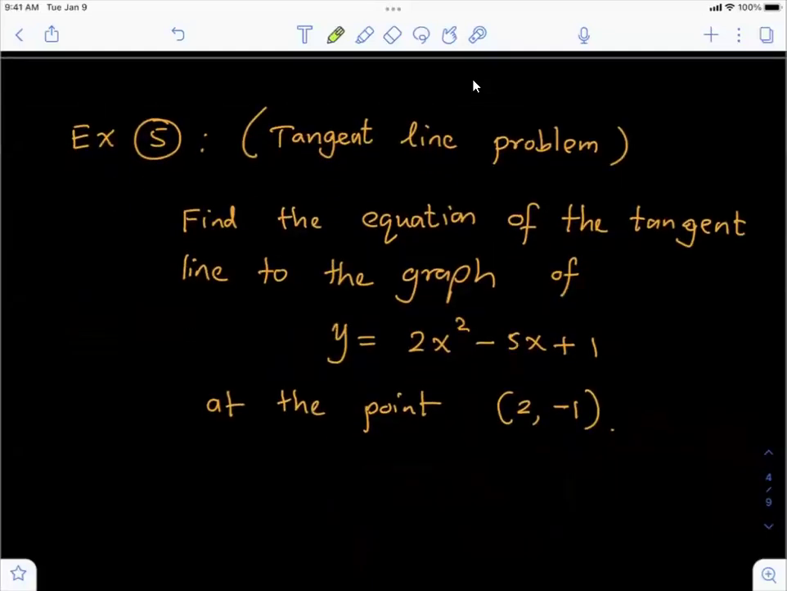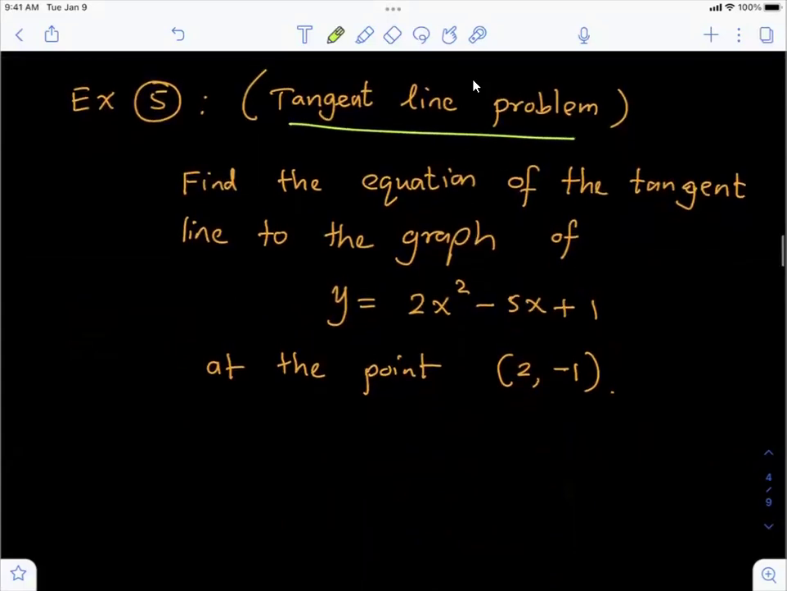Let's proceed to an example where you can actually accompany the idea of the derivative, the meaning of the derivative. In particular, this problem is called the tangent line problem. The general overview of this problem is generally recognized as the tangent line problem. So the idea is basically to understand the use of the derivative in a practical context. So find the equation of the tangent line to the graph given by this at this given point.